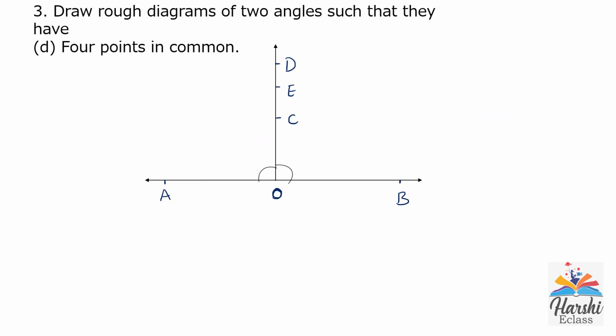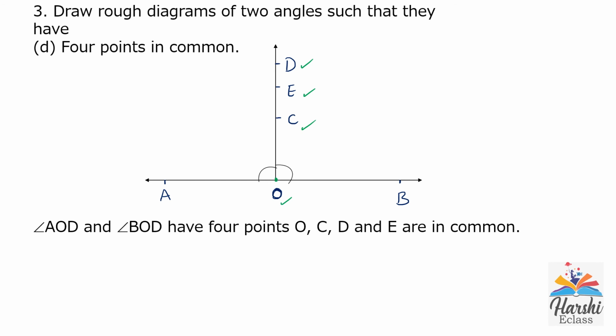4 points in common. Let's observe the given figure here. In this figure there are 3 rays meeting at a common point, that is O, and the angles formed by them are angle AOD and angle BOD. The common points in these two angles are D, E, C and O. Four common points are there in this figure. Angle AOD and angle BOD have four common points: O, C, D and E.